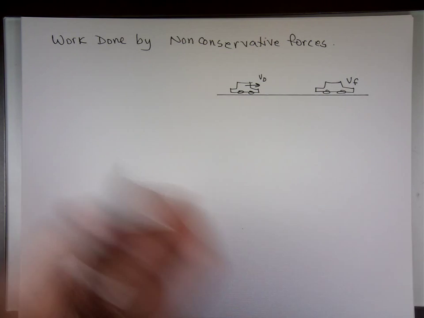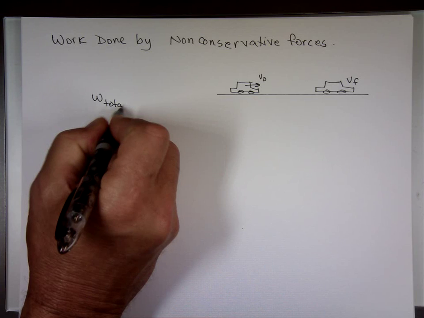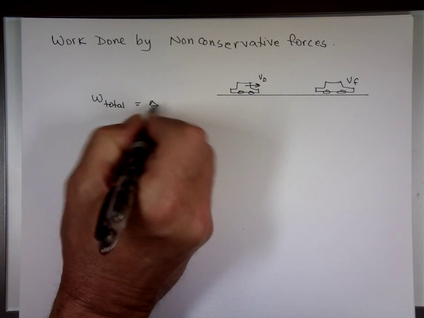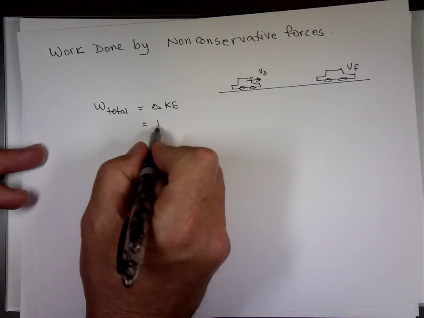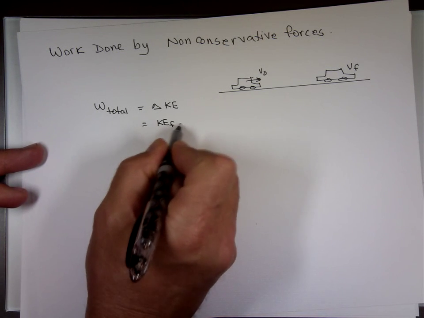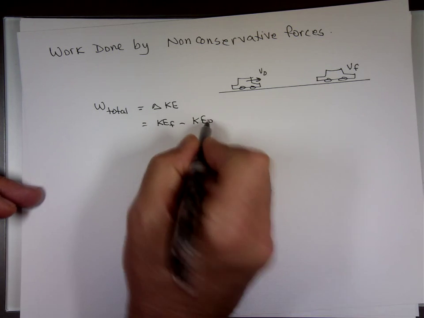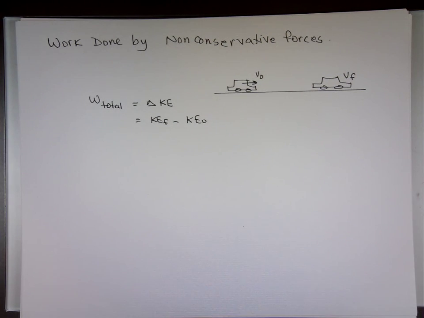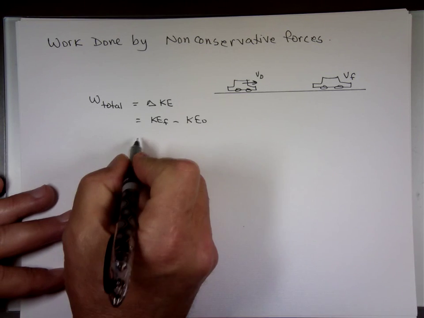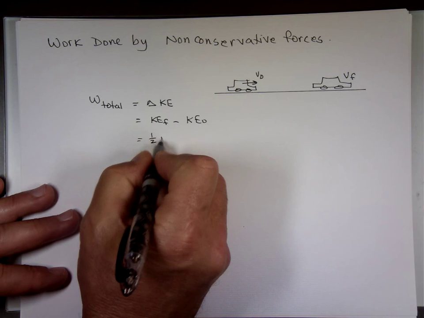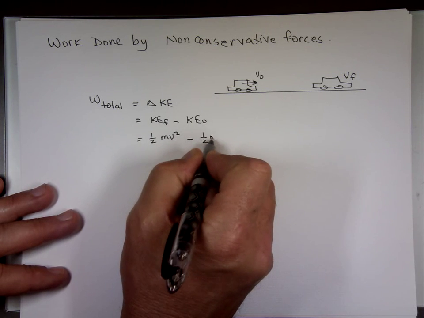And since the road is flat, we said the total amount of work done is equal to the change in kinetic energy, which is the final kinetic energy minus the initial kinetic energy. I'm just reviewing what we did. We're not dealing with non-conservative forces yet. So that's 1/2 m v final squared minus 1/2 m v initial squared.